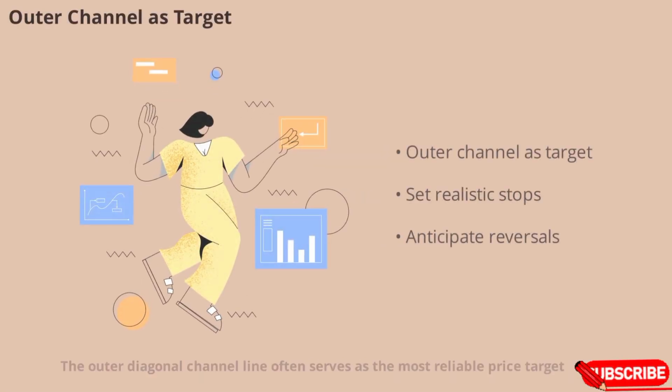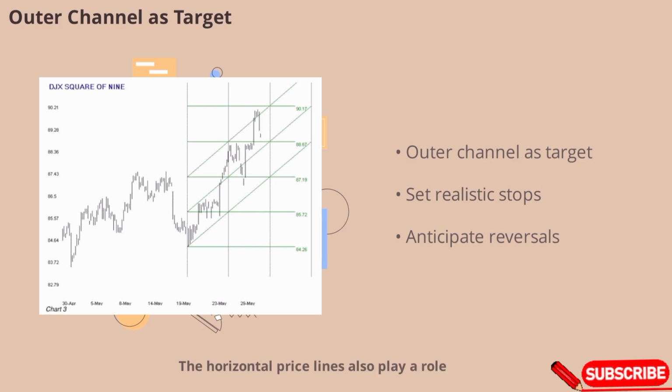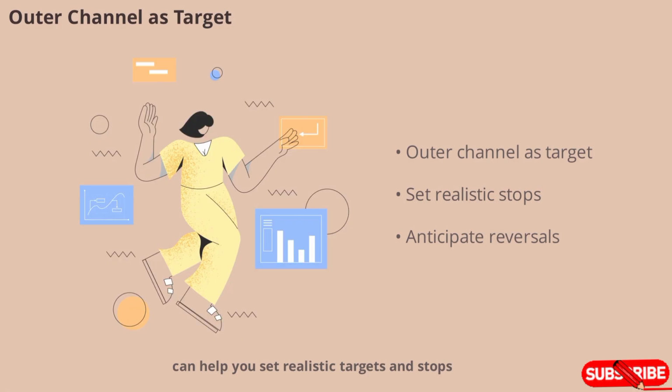The outer diagonal channel line often serves as the most reliable price target. When price approaches this line, it's likely to encounter resistance in an uptrend or support in a downtrend. The horizontal price lines also play a role, frequently acting as barriers or support zones during ongoing moves. Watching how price interacts with these boundaries can help you set realistic targets and stops.